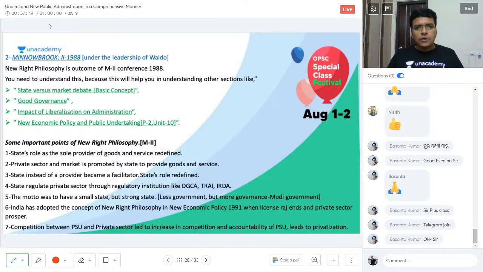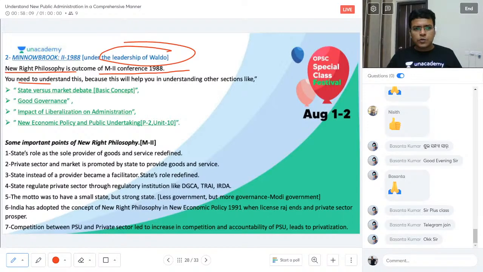Next, all these are Minnowbrook 1. With this you can write Minnowbrook 1 easily. So Minnowbrook 2, under the leadership of Waldo, New Right philosophy is the outcome of the Minnowbrook 2 conference, 1988.